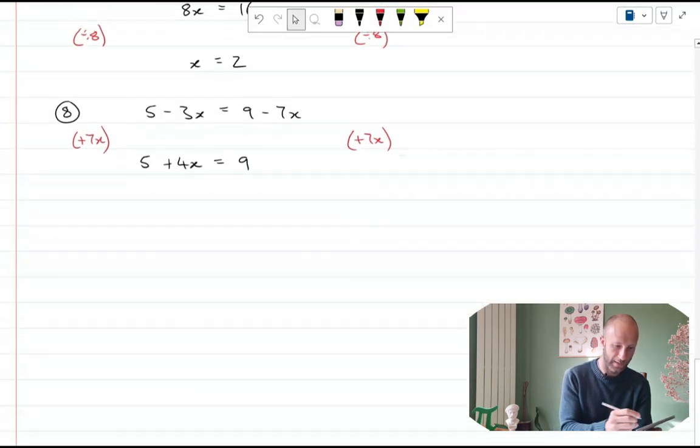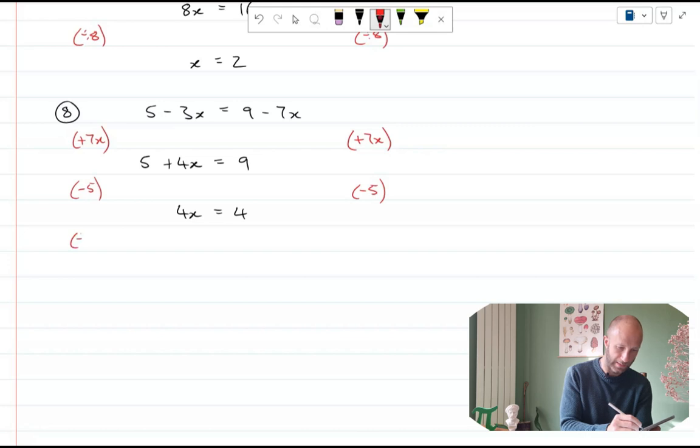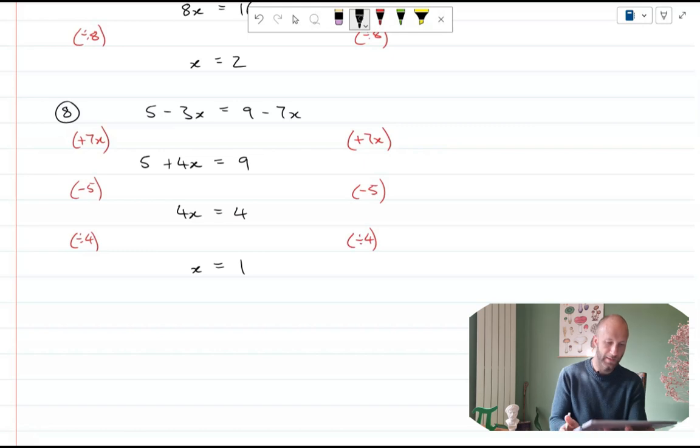And then from here, I can subtract 5 from both sides to get rid of that positive 5. Subtract 5 from the left leaves you with 4x. Subtract 5 from the right leaves you with 4. Then to get rid of that multiplication by 4, divide both sides by 4. X on the left, 4 divided by 4 is just 1.